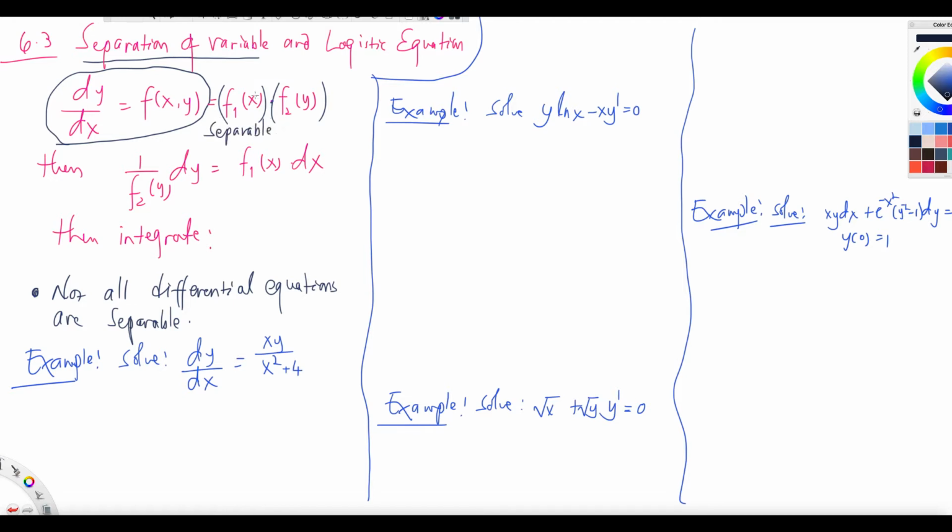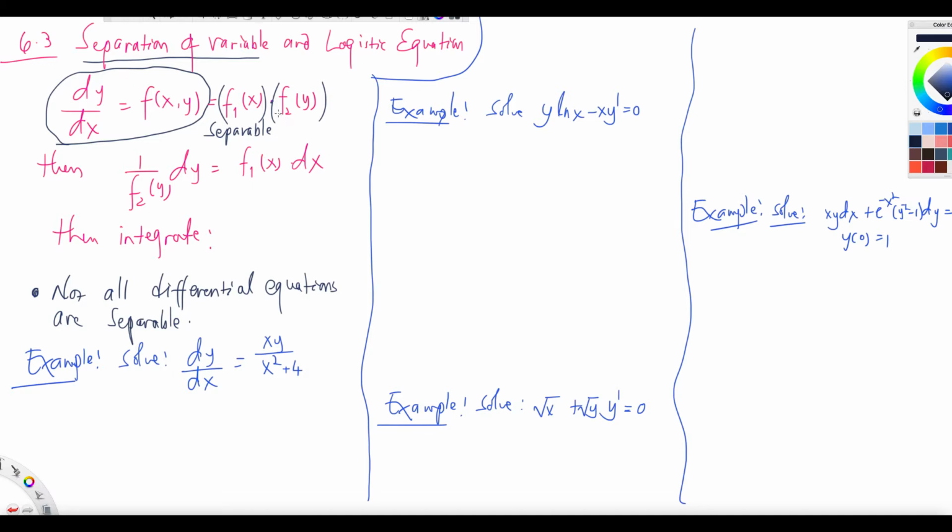Separable differential equation. If dy over dx is on the left hand side and on the right hand side there may be any function, but you can write that function as the product of two functions, one a function of x and the other a function of y, then that type of differential equation is called a separable differential equation. Now how do we solve that type of differential equation?